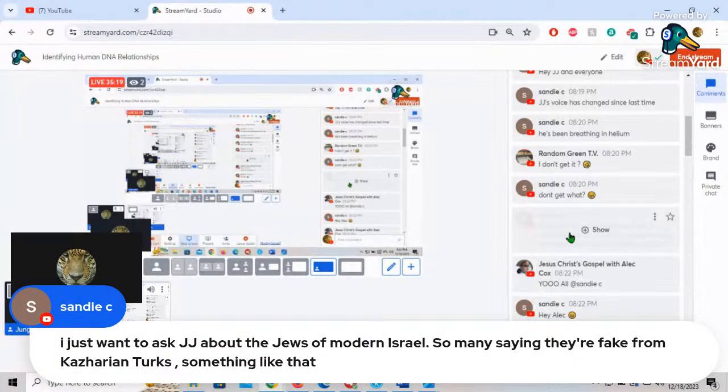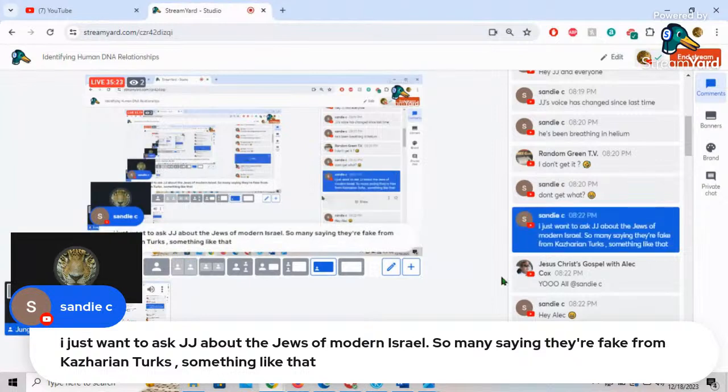I want to ask JJ about the Jews of modern Israel. So many are saying they're fake, from Khazarian Turks, something like that. Which is interesting because the geneticist working for AIG, Nathaniel Jensen, is also suggesting that the J haplogroup is Turkish.